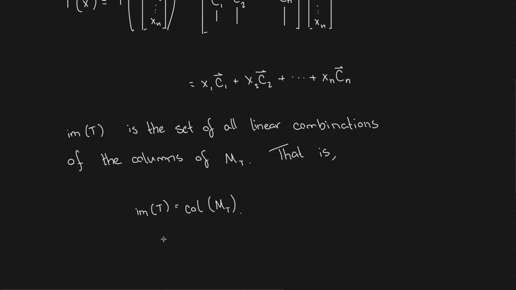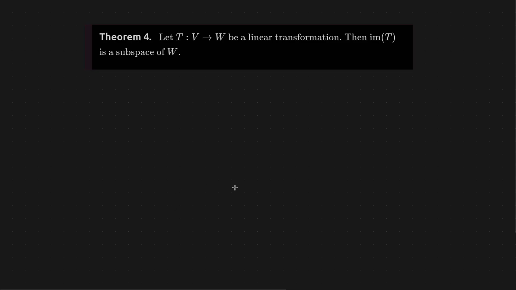For example, let T be a linear transformation from V to W. Then the image of T is a subspace of the codomain W. Okay, just like how the column space is also a subspace. All right, so this is a generalization of the observation that the column space is a subspace. Proof is straightforward.